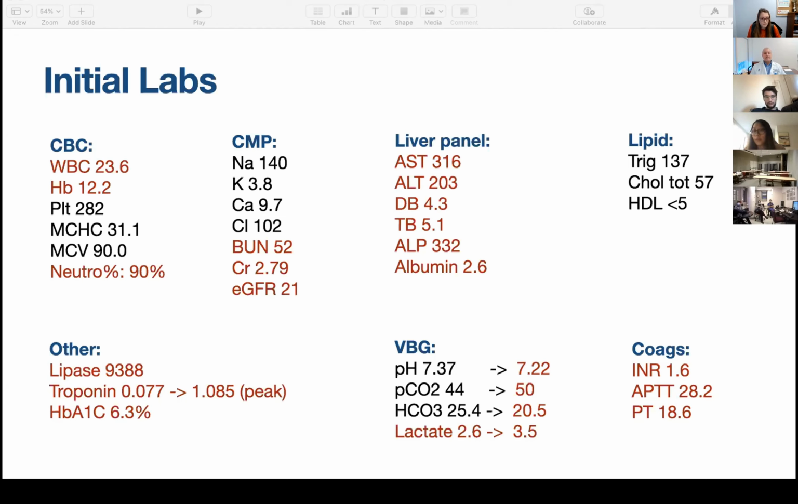For his other labs, lipase was significantly elevated at 9,388, and troponin was mildly elevated initially, trended up to a peak at 1.085, and HbA1c was 6.3%. For his coags, INR 1.6, APTT 28.2, PT 18.6. His VBG initially showed pH 7.37, it went down to 7.22, PCO2 went up to 50, bicarb went down to 20.5, and lactate was trending up, initially 2.6, and it went up to 3.5. There are more labs on the second page.